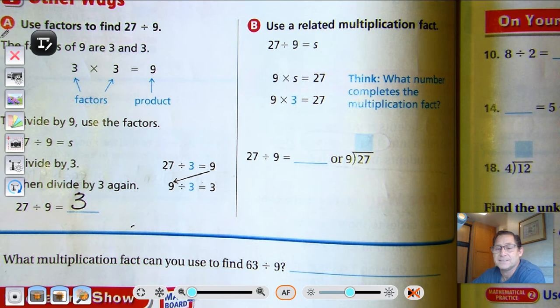9 times 7 is 63. 9 times 8 is 72. 9 times 9 is 81. 9 times 10 is 90. 9 times 11 is 99. 9 times 12 is 108.